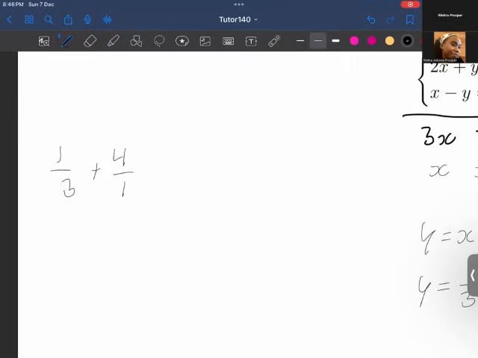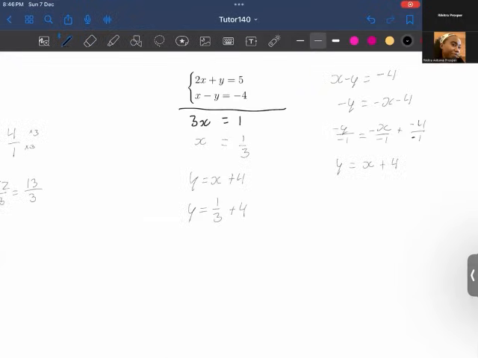So now we want to add it. We have to change these two. So you have to multiply both the denominator and the numerator by 3. So this would be 1 over 3 plus 12 over 3. Remember, add numerators, keep the same denominator. So that's 13 over 3. So y is equal to 13 over 3. So our answer is 1 over 3, 13 over 3.